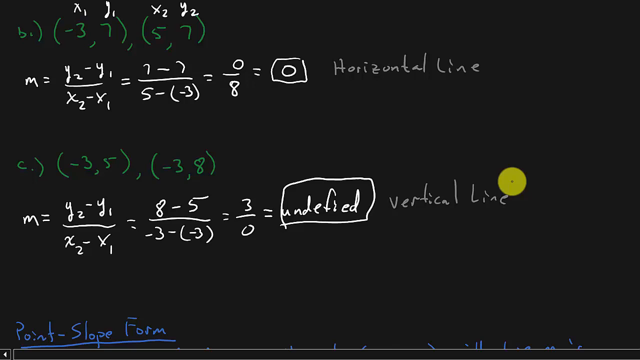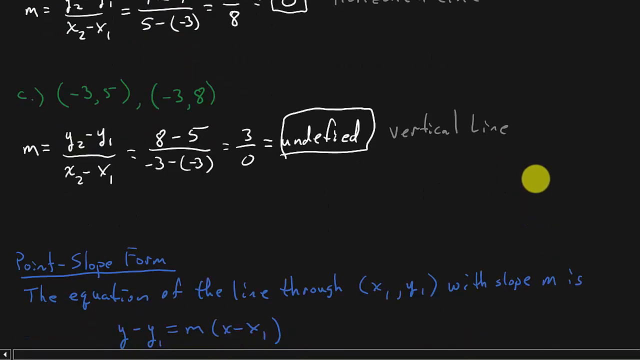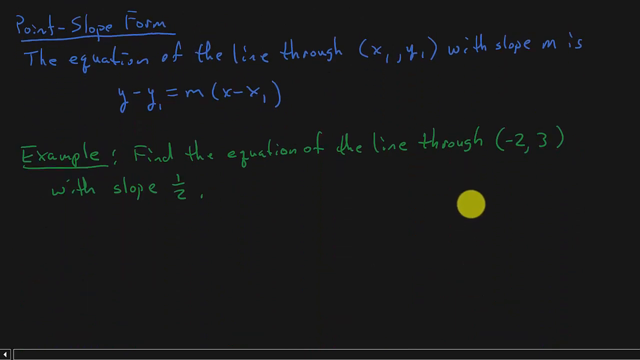So if the slope is 0, that's a horizontal line. The slope is undefined, that is a vertical line. All right? So let's keep going. So now that we know how to find the slope, let's look at the different forms for the equation of a line.